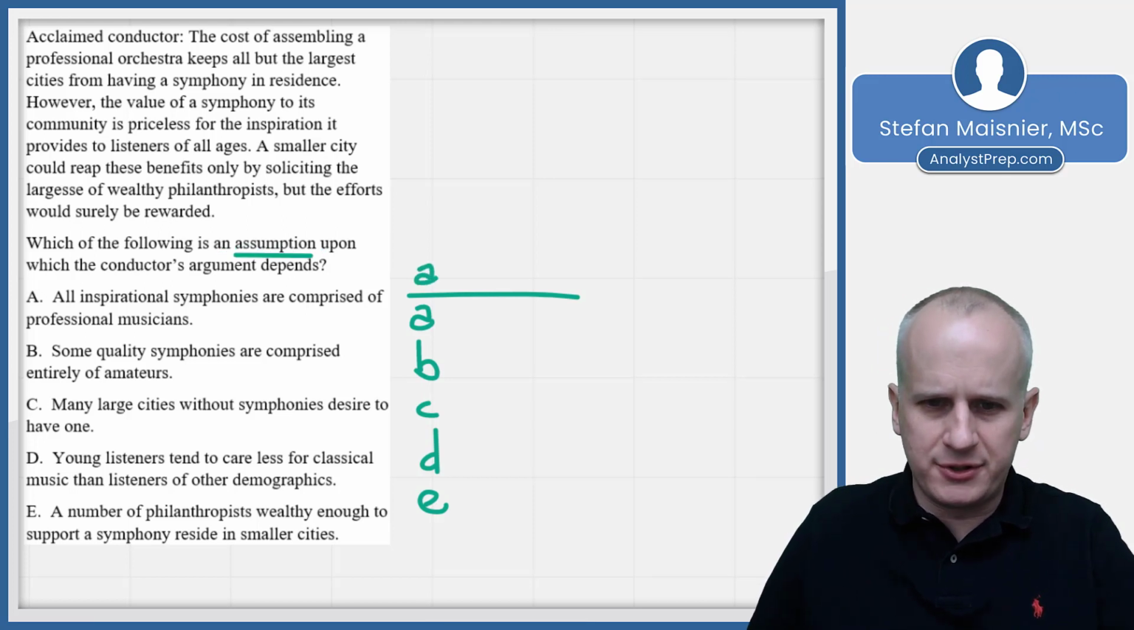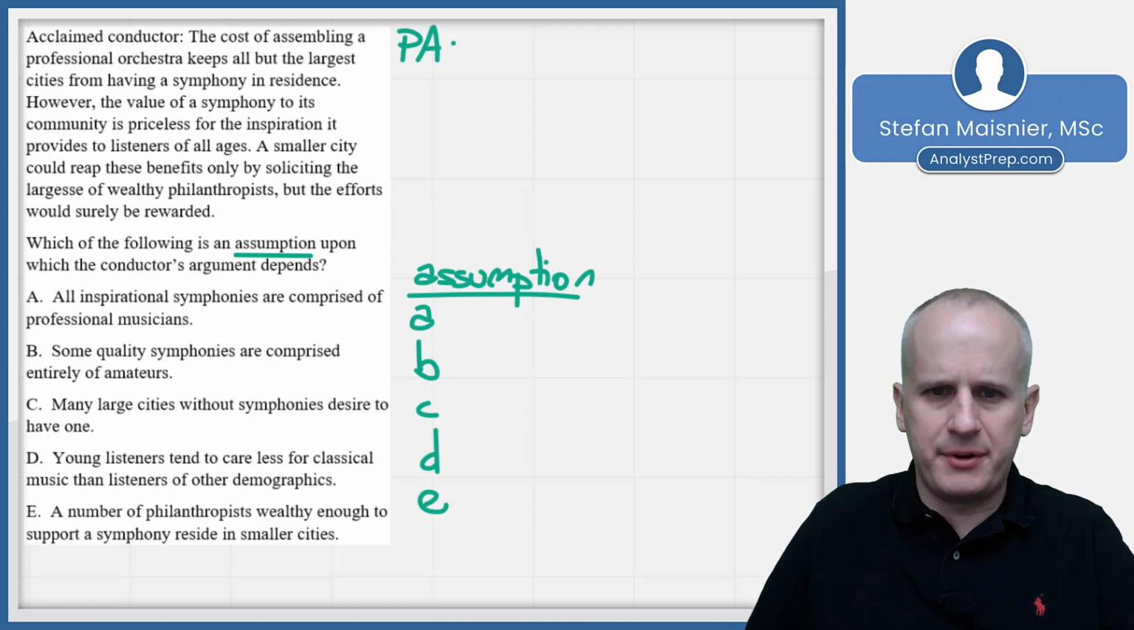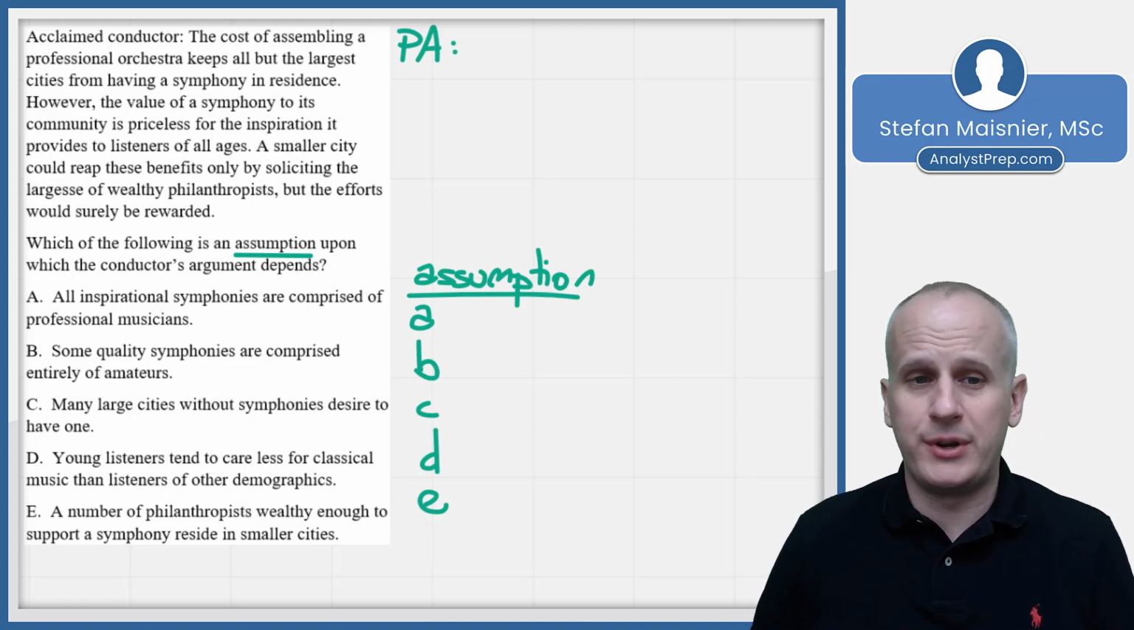So this is an assumption task. And we just write out assumption. So then we're just going to put PA up here for predicted assumption, and we'll start by reading the paragraph.